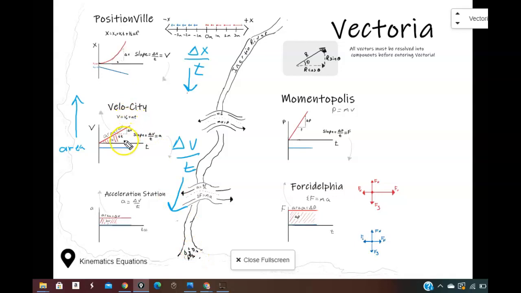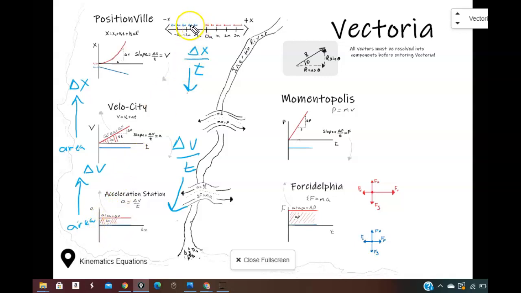Okay, so the slope of a velocity-time graph is the acceleration. And for the acceleration, the area under the acceleration graph is my change in velocity. So the area under my velocity-time graph was my change in position. The area under my acceleration-time graph is my change in velocity. Remember that these areas can be negative.